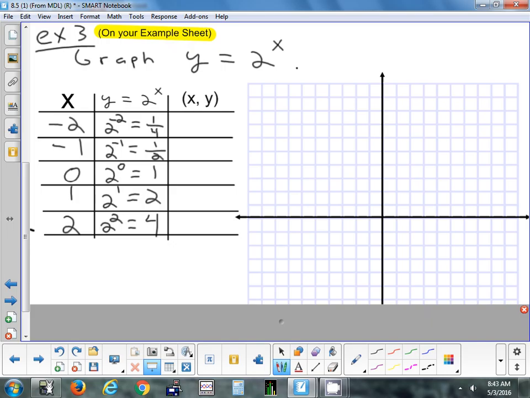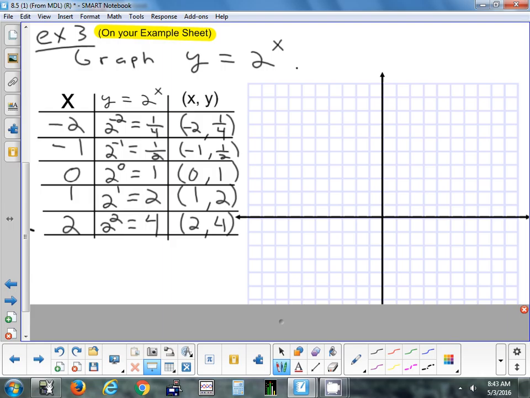Okay, let's graph those points. Actually, let's make our coordinates first. Fill in your x's. And now it says also to fill in your y's. Those are all the numbers we just did in the second column. My first y value is 1/4. Second y value, 1/2. Third y value is 1. My fourth y value was 2. And my last y value, 4.